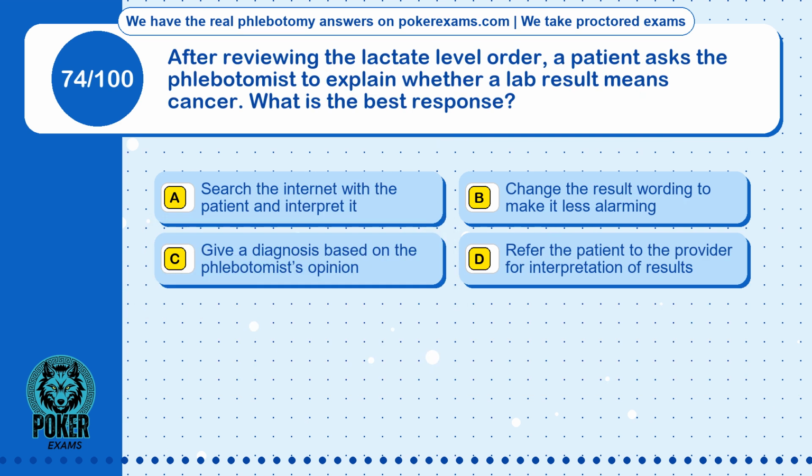Question 74. After reviewing the lactate level order, a patient asks the phlebotomist to explain whether a lab result means cancer. What is the best response? Option A. Search the internet with the patient and interpret it. Option B. Change the result wording to make it less alarming. Option C. Give a diagnosis based on the phlebotomist's opinion. Option D. Refer the patient to the provider for interpretation of results.